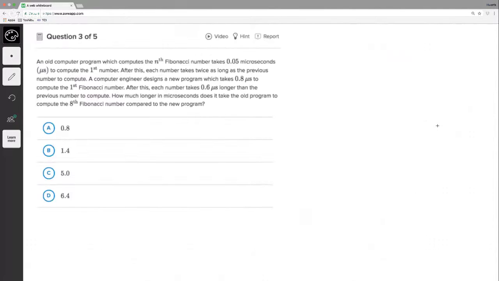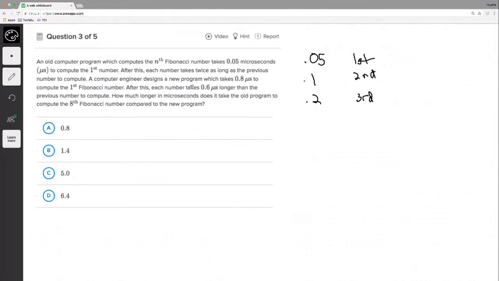Here we go. An old computer program which computes the nth Fibonacci number takes 0.05 microseconds to compute the first number. After this, each number takes twice as long as the previous. So the second would be 0.1, the third would take 0.2, and so on and so forth.